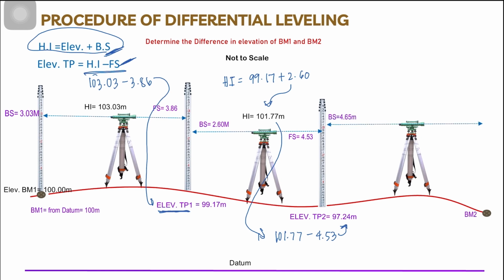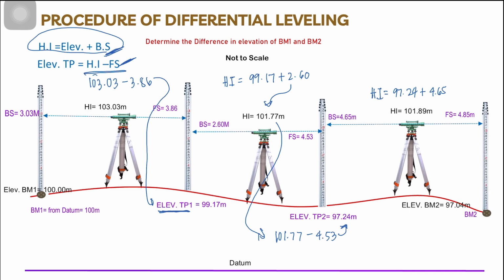So from this setup, the backsight of turning point 2 reads as 4.65 meters. Then to get the height of the instrument, the elevation of turning point 2 is 97.24 plus the backsight of 4.65. So the height of instrument is 101.89 meters.